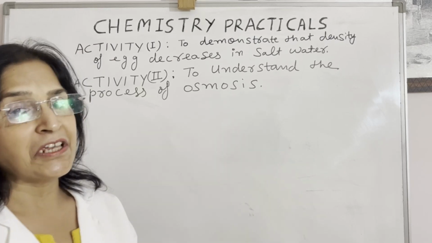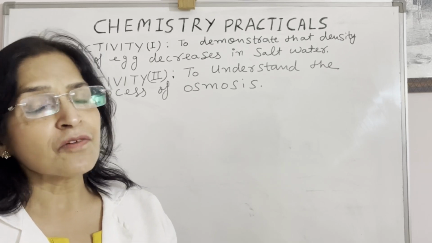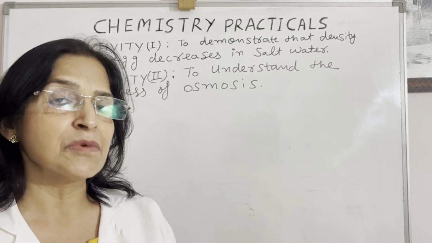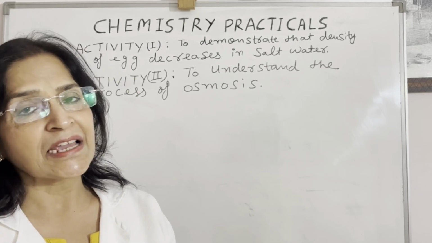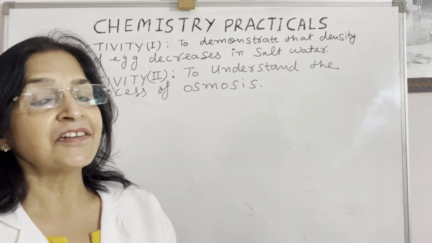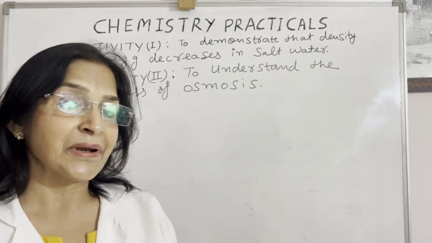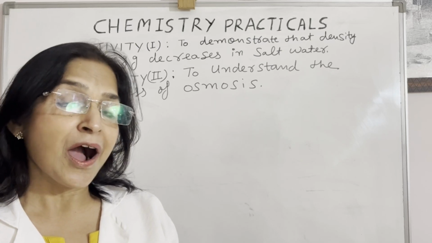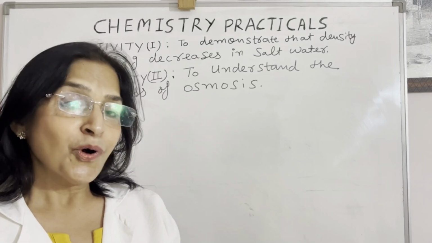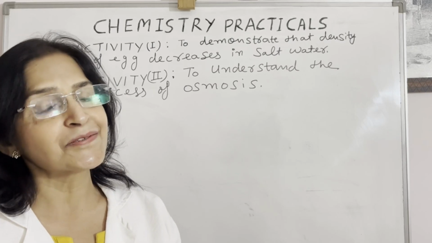Now in the second activity, when we place de-shelled egg in normal water, it swells up because of the movement of water molecules from solvent to the solution through semi-permeable membrane. This process is called as osmosis. When we place de-shelled egg in salt water, it shrinks because water moves out of the egg through semi-permeable membrane. The concentration of solute outside egg is more. Therefore, water molecules move out of the egg. And in both the cases, water molecules are moving from low solute concentration to high solute concentration.